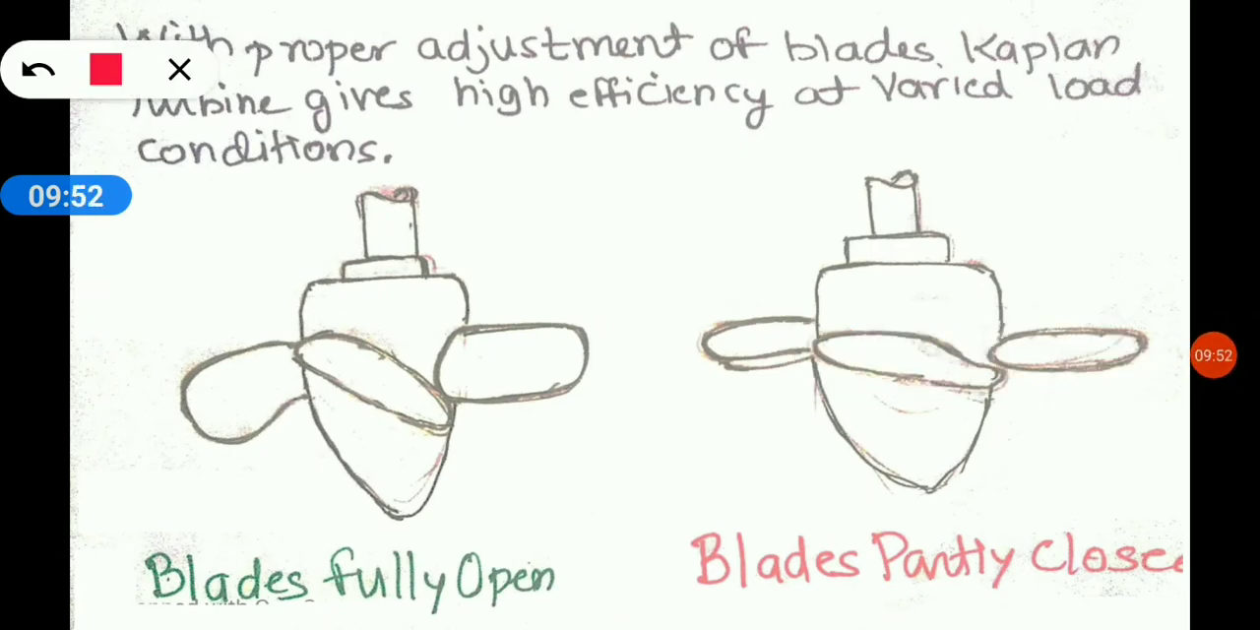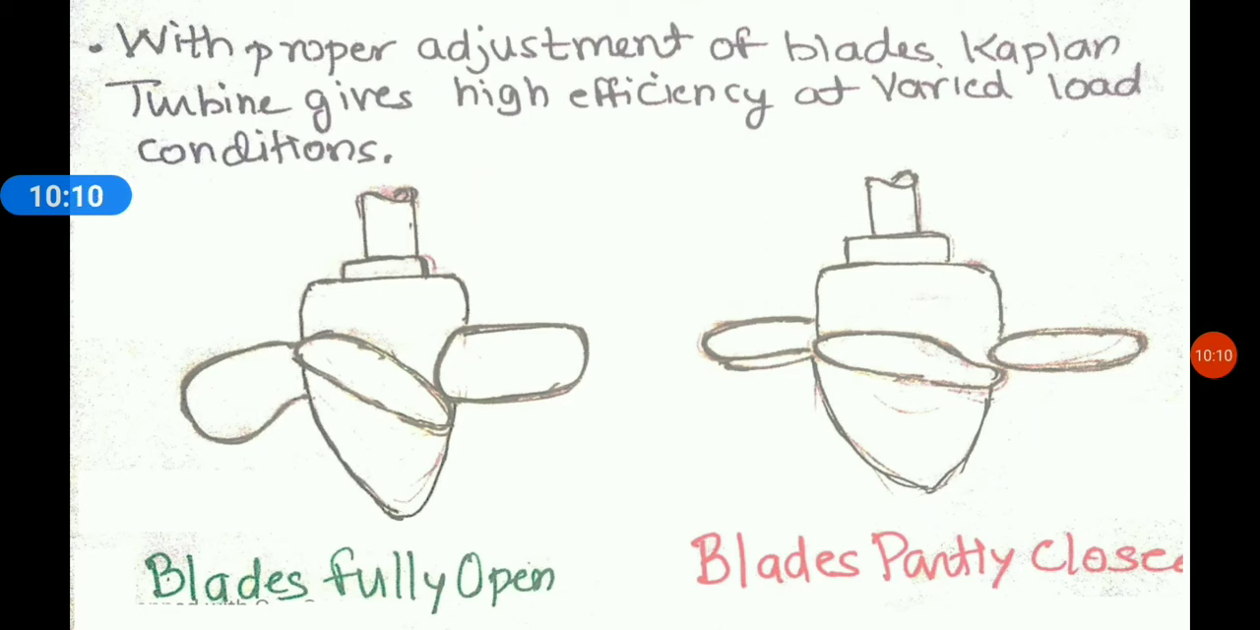Now, as you can see, here is another diagram of the Kaplan turbine. These blades are not looking twisted, but actually they are twisted. They look flat, but actually there is some twist in them. With proper adjustment of blades, the Kaplan turbine gives very high efficiency at varied load.